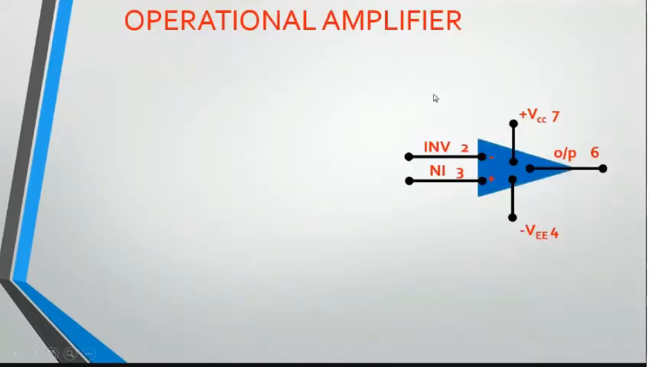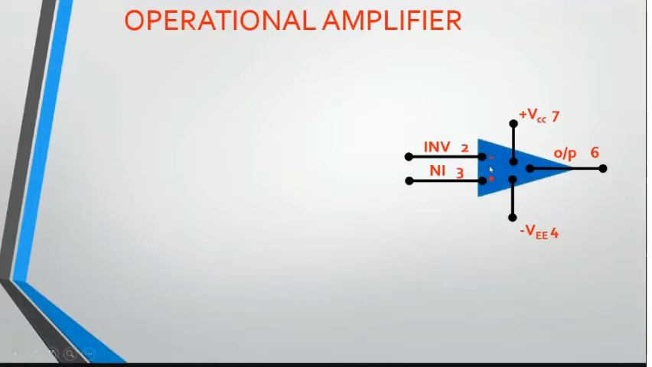So now, this is the symbol of the operational amplifier. This is usually asked for 2 marks. It is shown by a triangle, 2 input terminals, 1 output terminal, and 2 battery terminals. This is what I was telling you. Out of the 8, only these 5 terminals are very, very important.